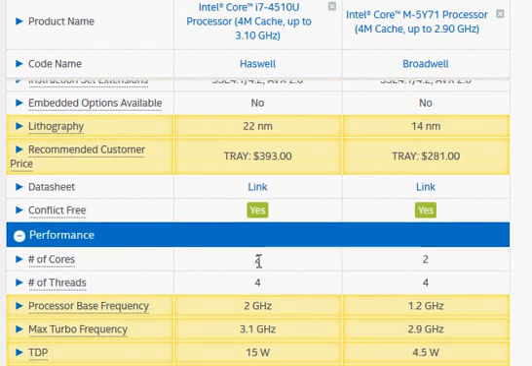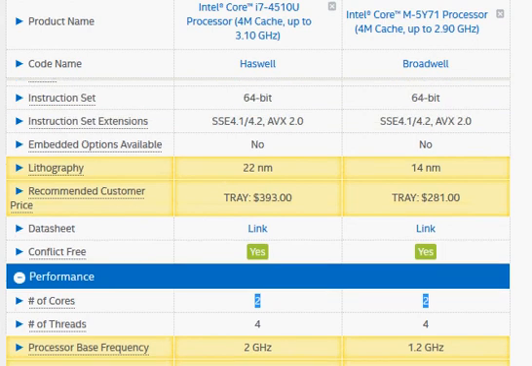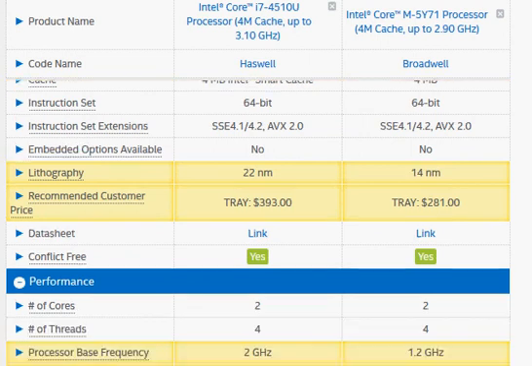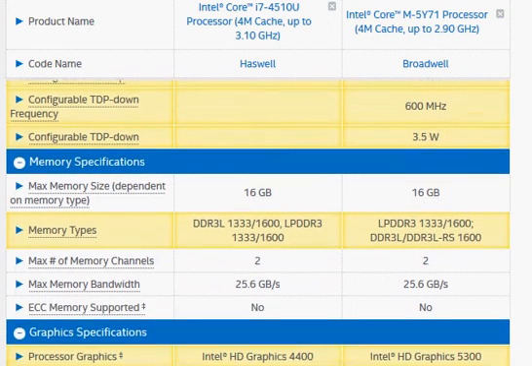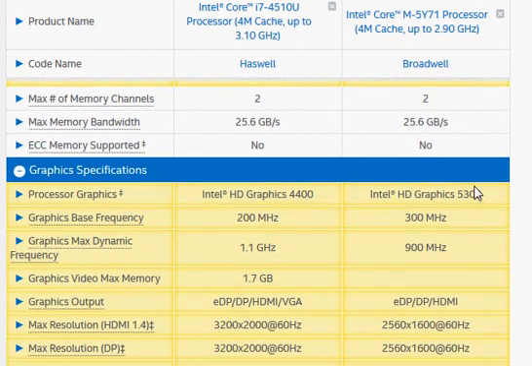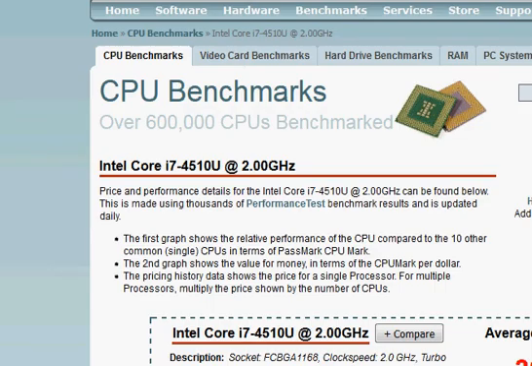Both of them are dual core, and one of the things that makes the design of such a low power processor possible is this 14 nanometer technology. It's the same amount of cache memory at 4 MB, and both of them are DDR3. We will need to move to the newer Skylake to get DDR4, which will provide even more power savings. The HD graphics improves from 4400 to 5300. So let's take a look at the benchmark score.